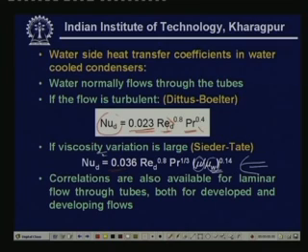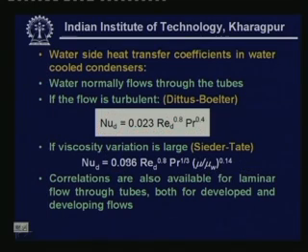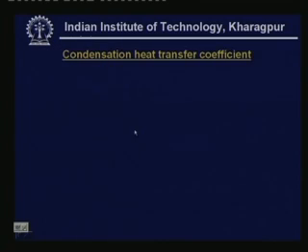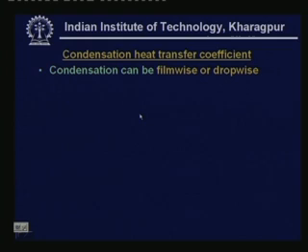Okay, and correlations are also available for laminar flow through tubes, both for developed and developing flows. Now, let us look at condensation heat transfer coefficient. Condensation can be in general film wise or drop wise.